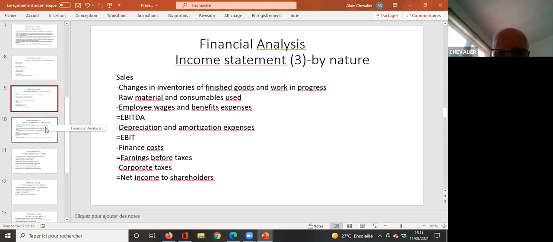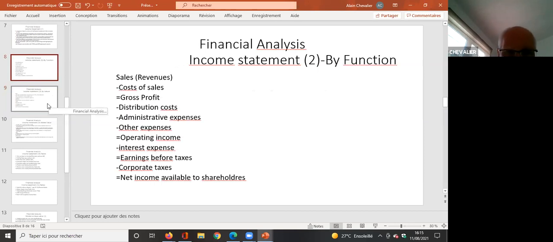Or you find a situation or decision by the regulator which has been to have a presentation of the upper part of the income statement according to the two presentations: by nature, which is the European one, which is somewhere here, and by function, which is the US-based one.